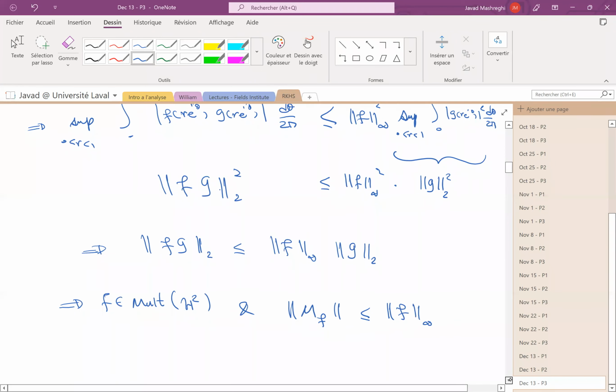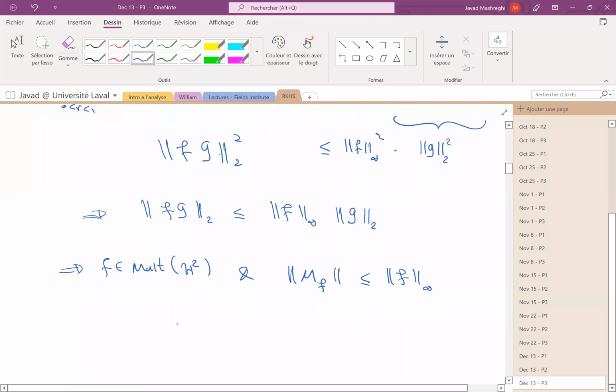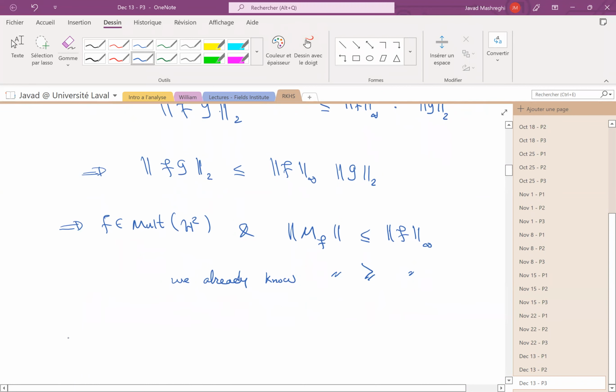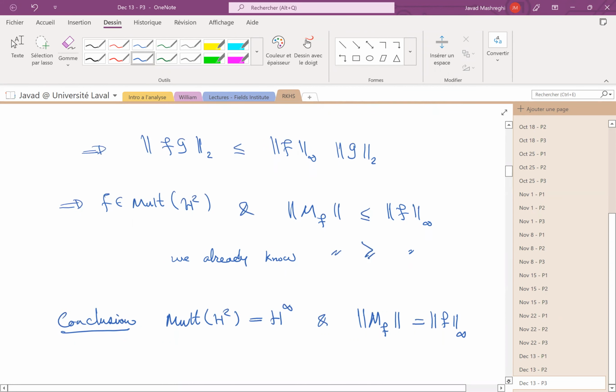But we already know the other way around. So we already know the same thing, bigger than or equal to that. So the conclusion is that the multiplier algebra of H2 is precisely equal to H infinity. And moreover, for every element of that algebra, the norm coincides with the H infinity norm. Very interesting result.